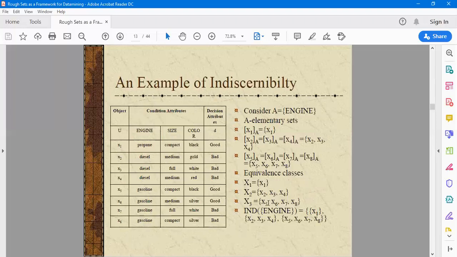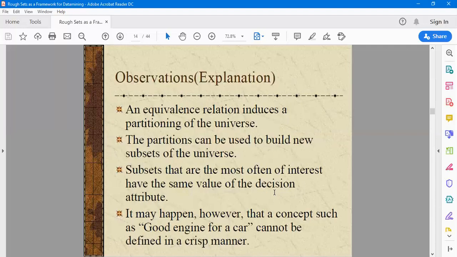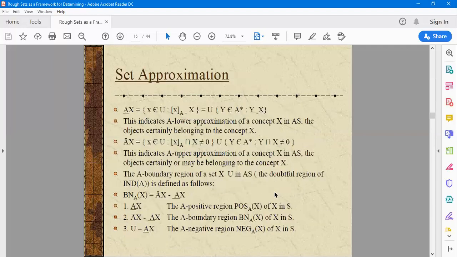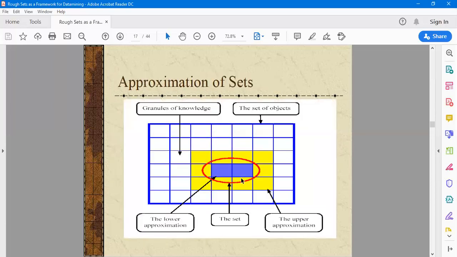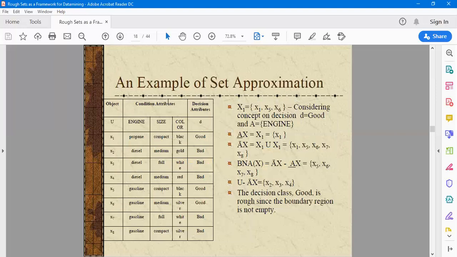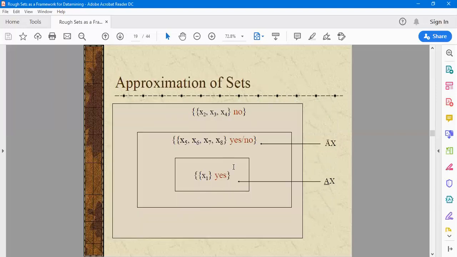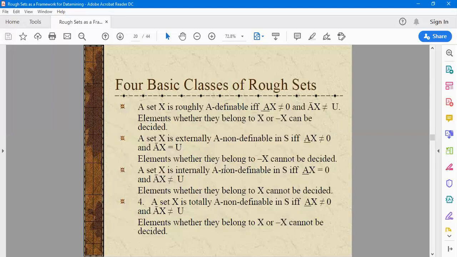Then we saw how to calculate the equivalent classes using this car example with condition attributes engine size and color, and the decision attribute engine. And to calculate the different approximation sets: lower approximation, that is the positive region, then the boundary region, negative region, and upper approximation. With an example, we tried to quote the different regions and the objects related to them.